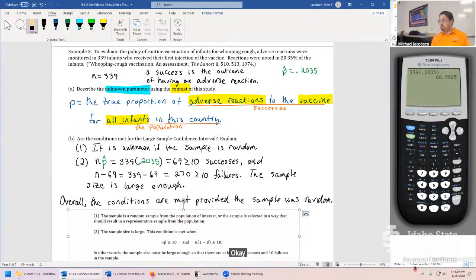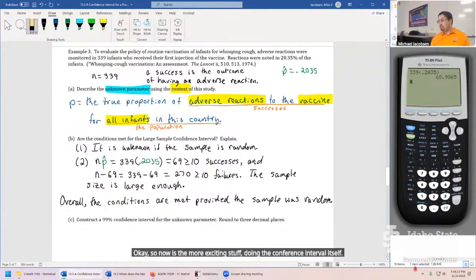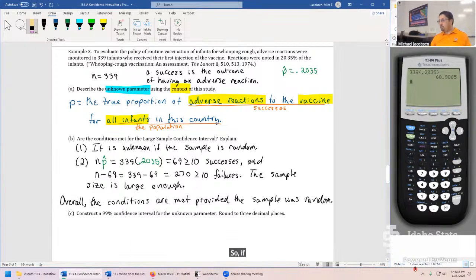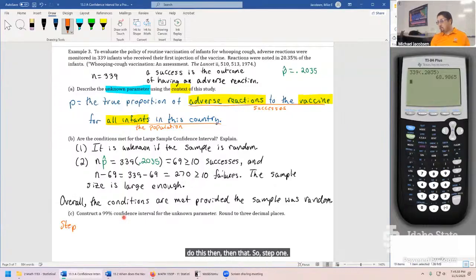Okay, so now is the more exciting stuff, doing the confidence interval itself. This one's rolled into just one part, compute the confidence interval. So if you were going to see a problem like that one, it's good to think in terms of a step-by-step process. And this would be my suggested steps for if you're constructing the confidence interval all as one big part, do this, then that. So step one, probably the best thing you can do is write down the formula.